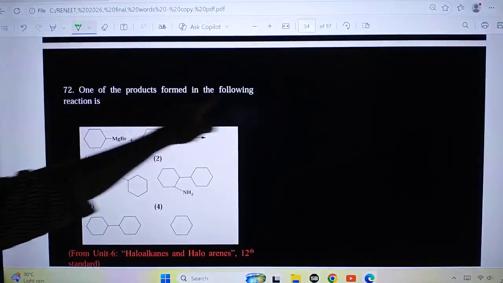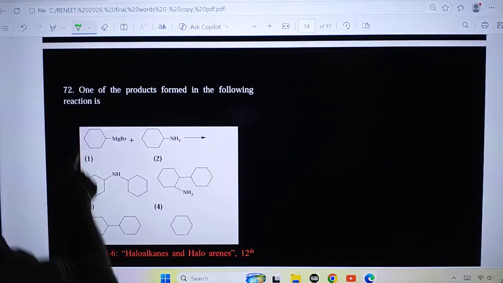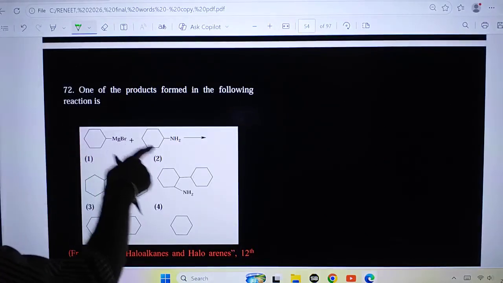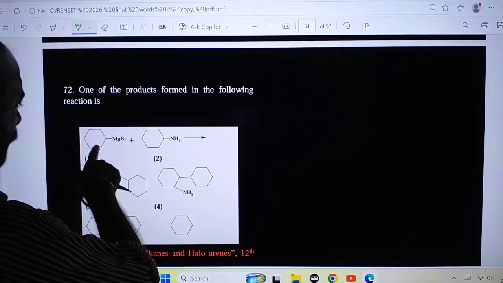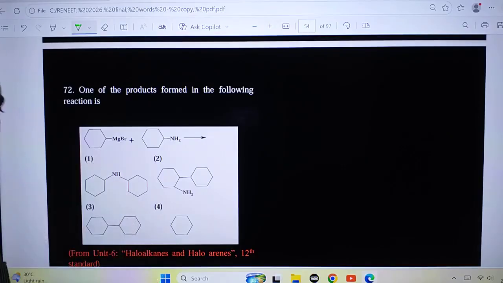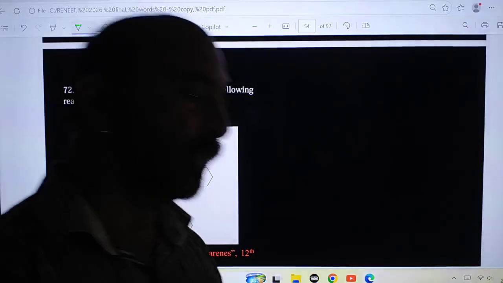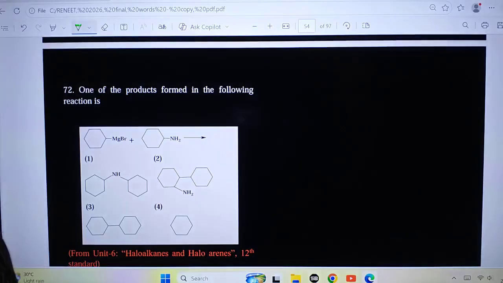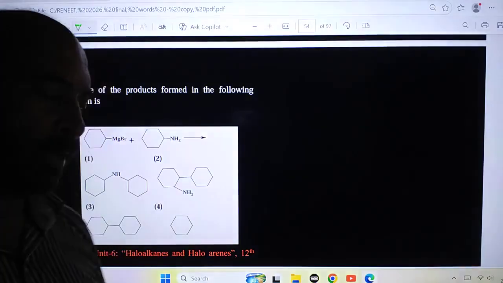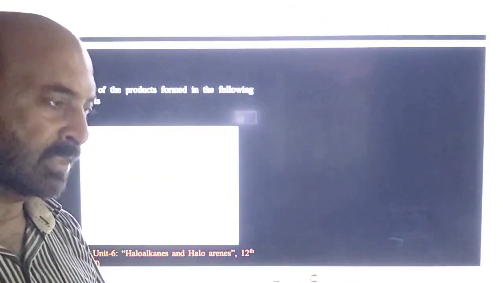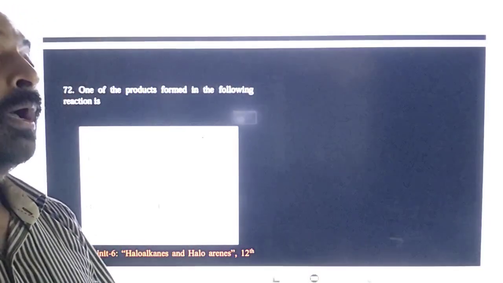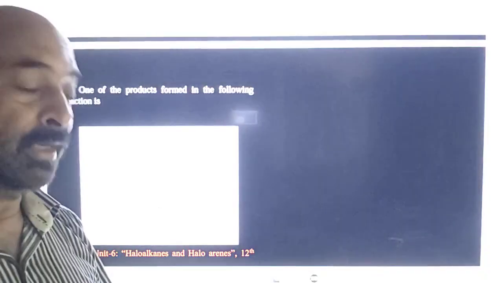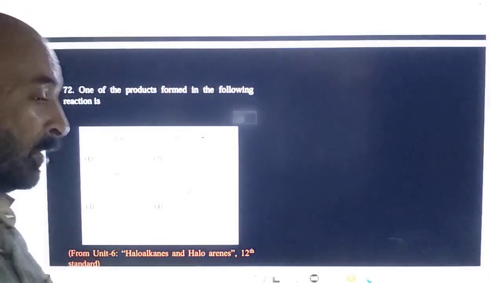Next, one of the products formed in the following reaction. This is cyclohexyl magnesium bromide. This is cyclohexyl amine. What will be the product? We know that whenever a Grignard reagent is treated with a compound containing active hydrogen, a replaceable hydrogen, it reacts. What are compounds containing active hydrogen? Water is a compound containing active hydrogen. Primary and secondary amines are compounds containing active hydrogen.